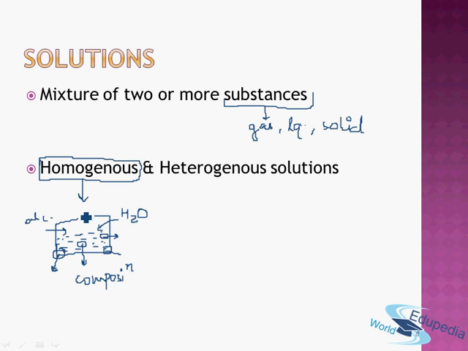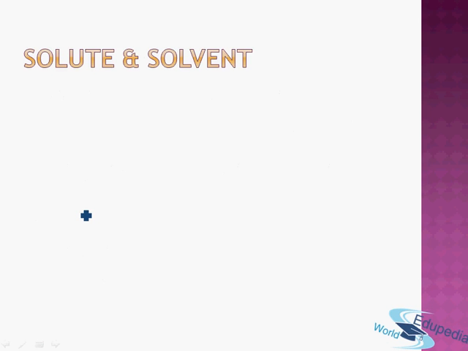So let's go into further details of solution. A solution is actually made up of a solute and solvent. When I say that I have a solution of two or more substances, it means that I have solutes and I have solvent.